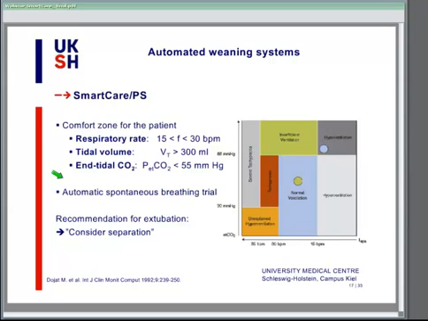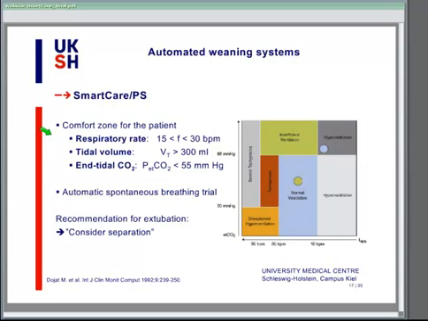And when you start SmartCare, the system first tries to transfer your patient into the comfort zone, then stabilizes the patient in the comfort zone, and afterwards there is an automatic decrease of the pressure support.